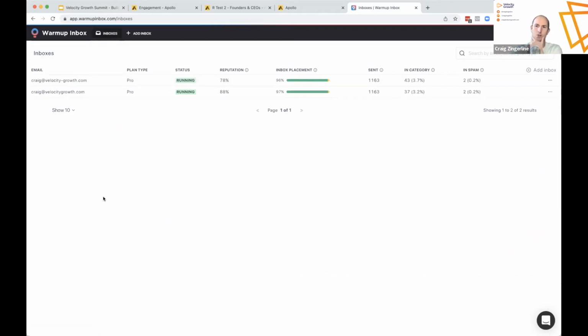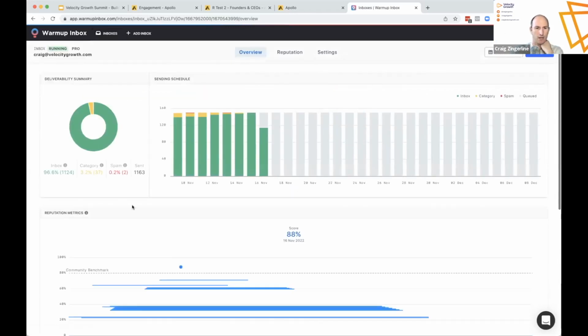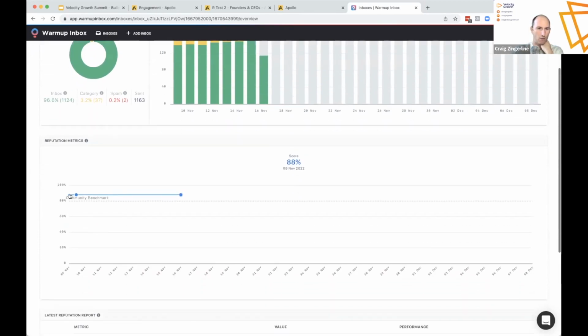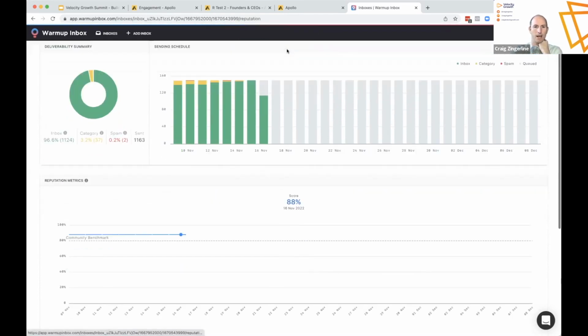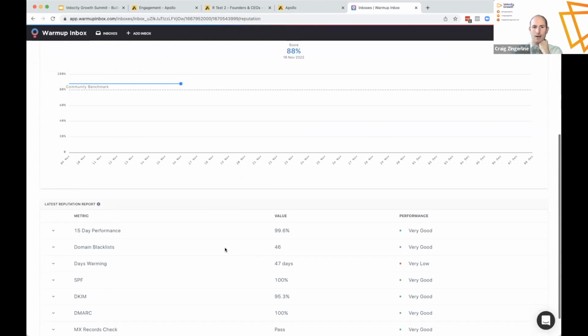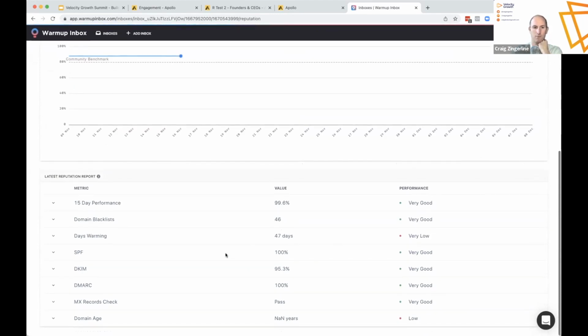And now the tools have made it really easy. You can see with Velocity Growth, my reputation's an 88, and you can see that trend over time. I think I started at 85 or 86, and now we're at 88. I guess that hasn't really changed too much in the last month, but it's still doing the diligence of going through and ensuring that I'm not on a domain blacklist.